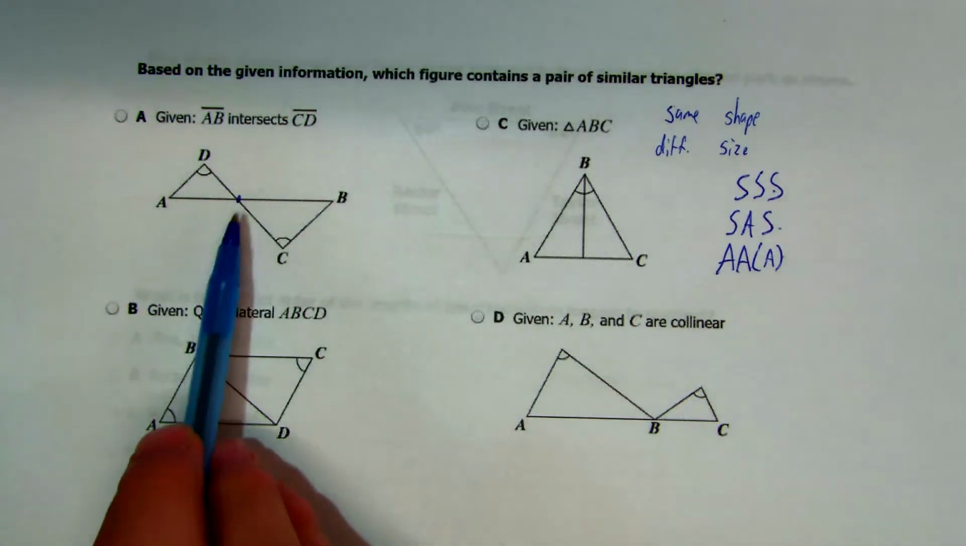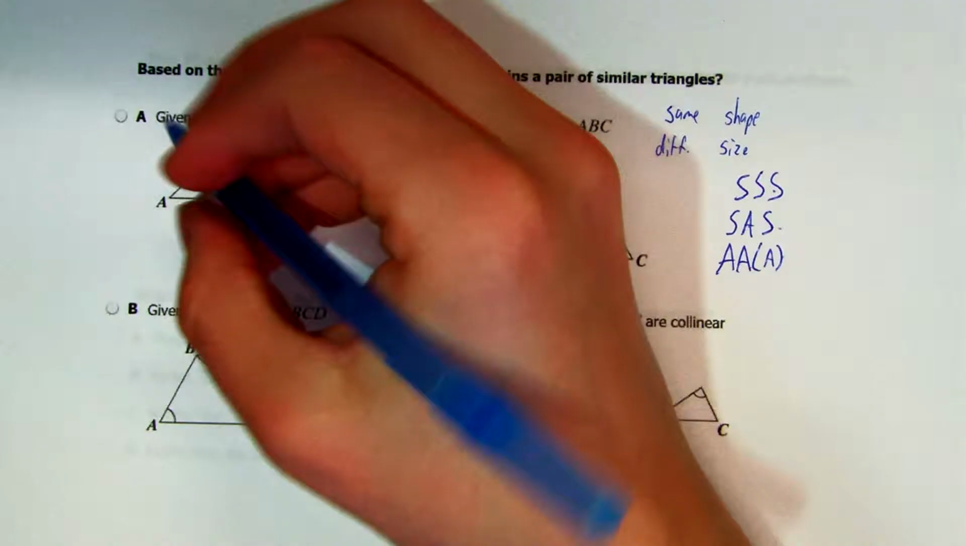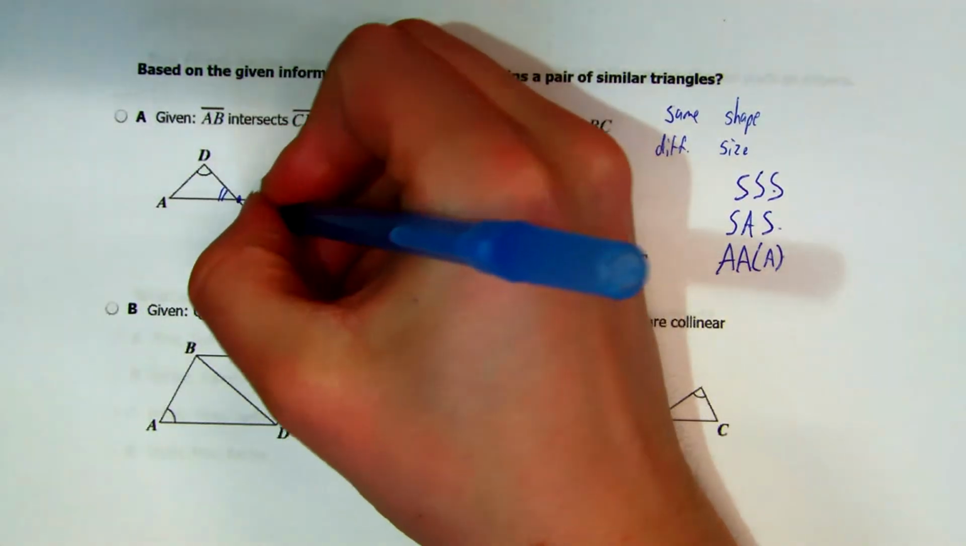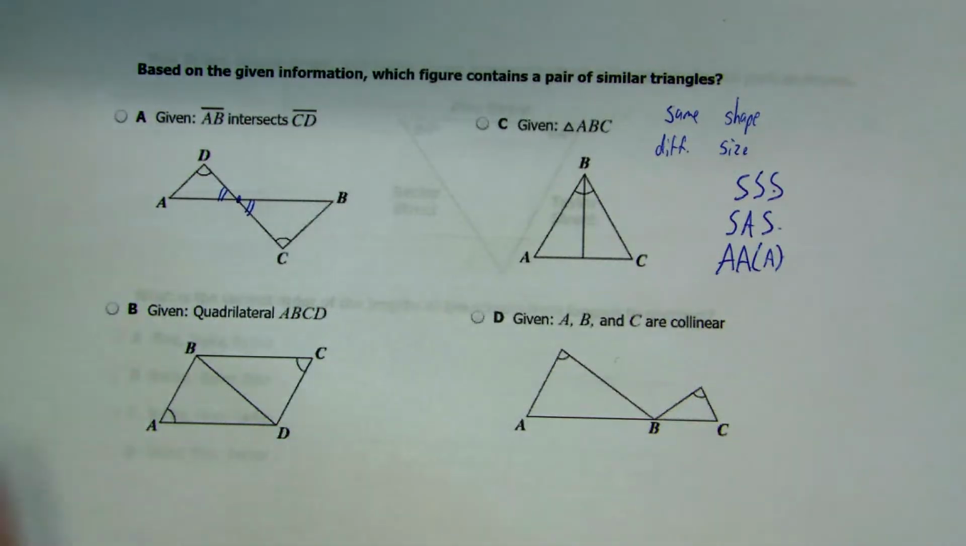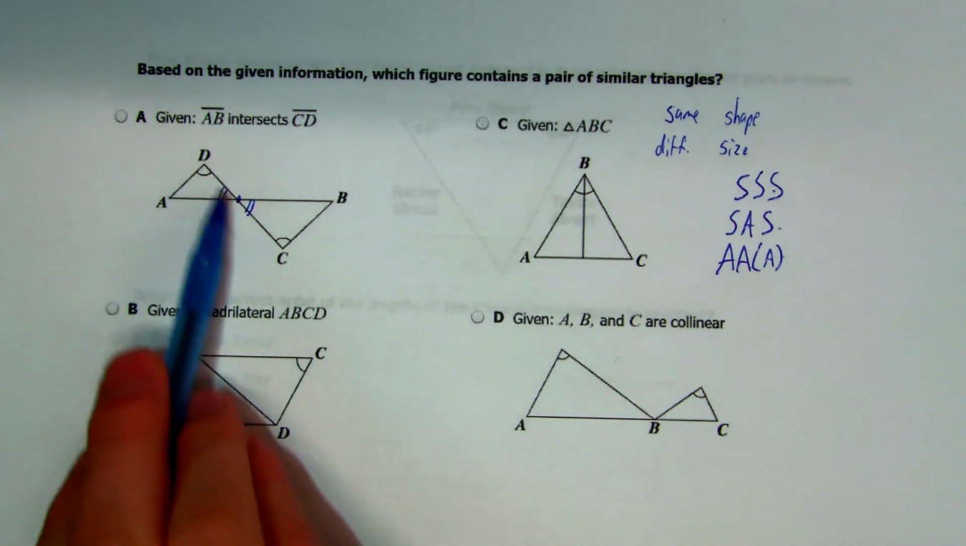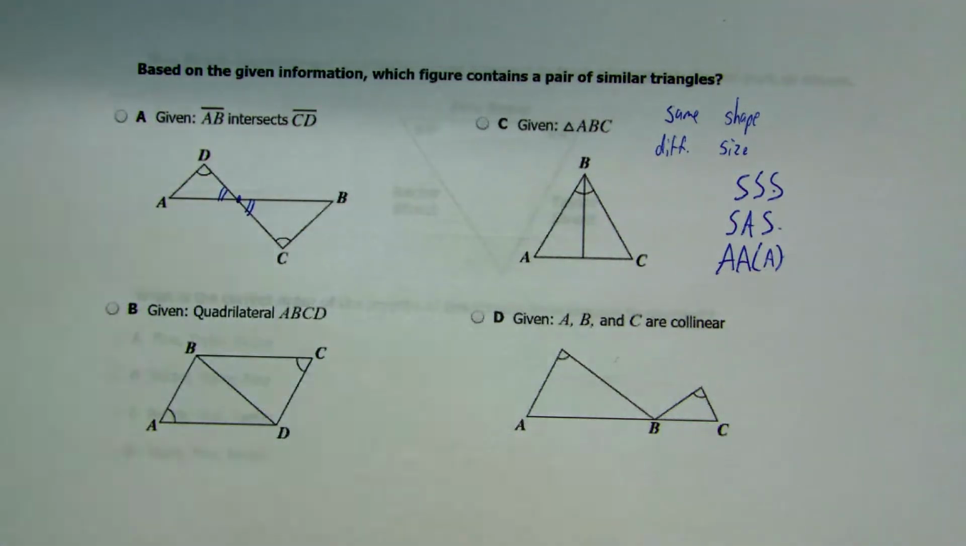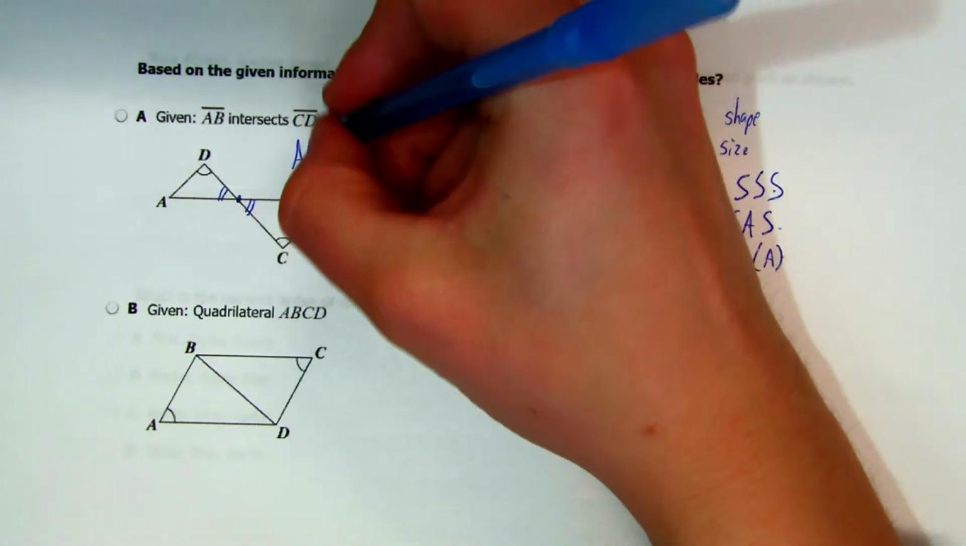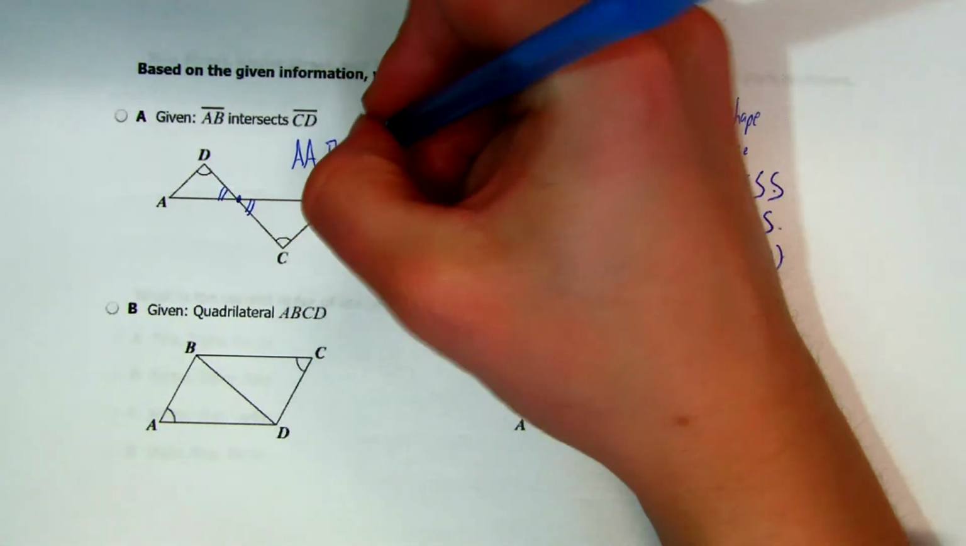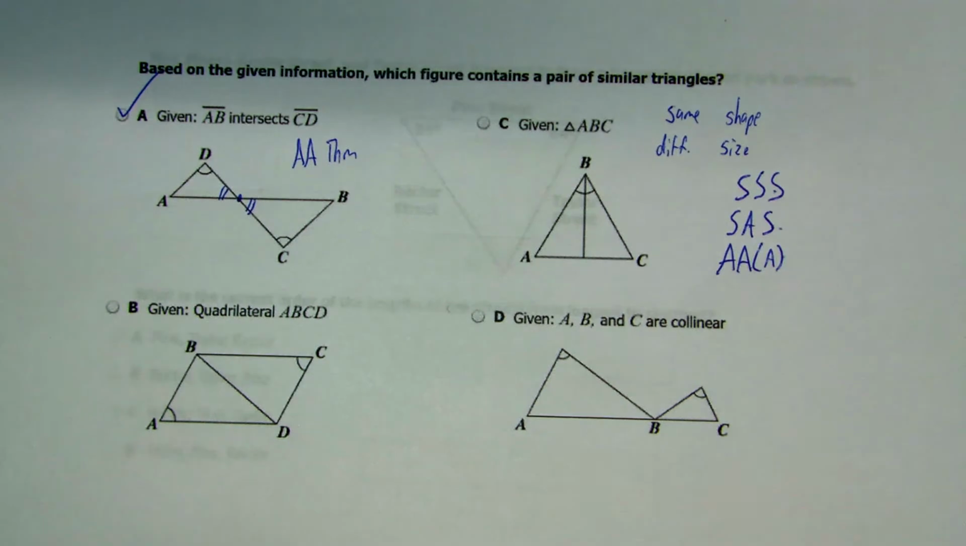I actually have a pair of vertical angles right here. So I know that this angle here and this angle here are equal. So I would say that the triangles are similar by the angle-angle theorem. Okay, so I'm thinking it's going to be A, but I might as well go through it and at least show that the other ones are not right.